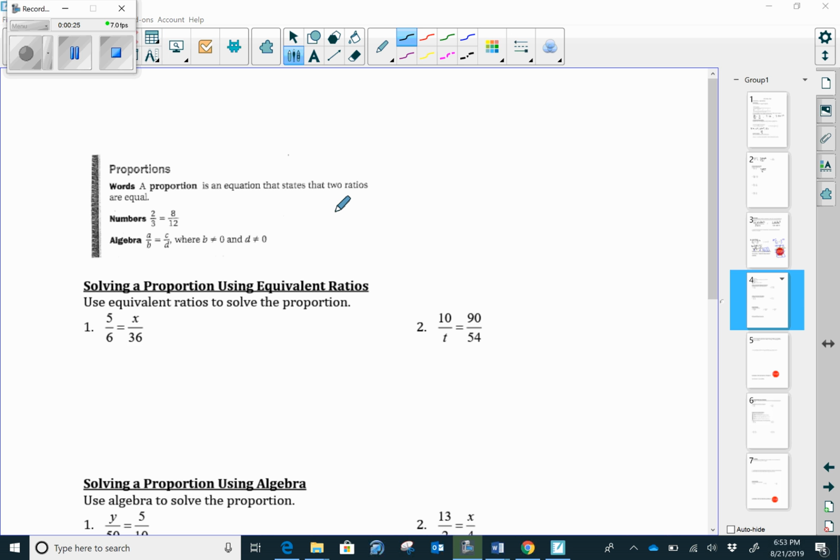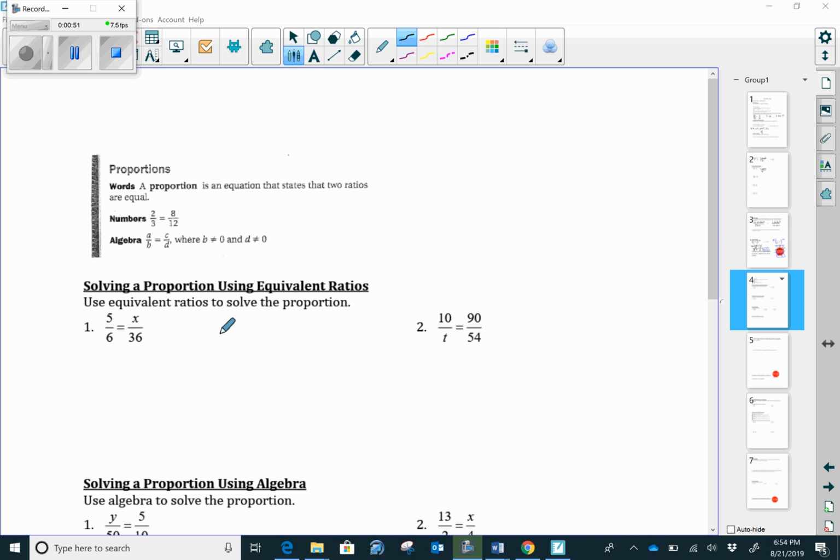So we look at 2/3. Then we look at the denominator 12. Well, what did it multiply 3 by to get to 12? 4. 3 times 4 is 12. 2 times 4 is 8. So I've made 2/3 an equivalent ratio by multiplying the numerator and the denominator by 4, 8/12.